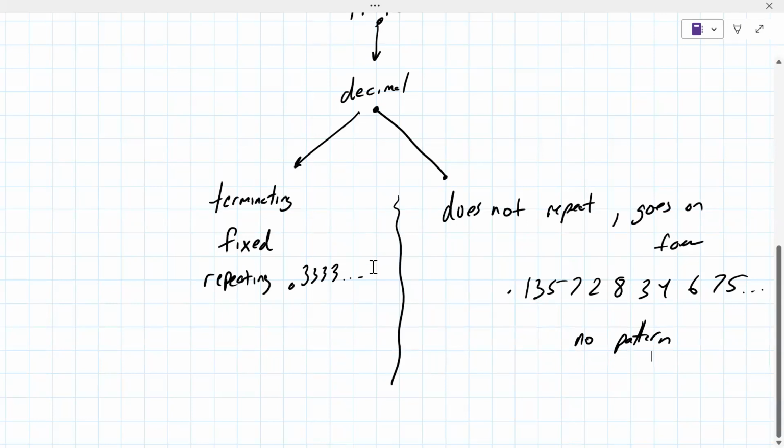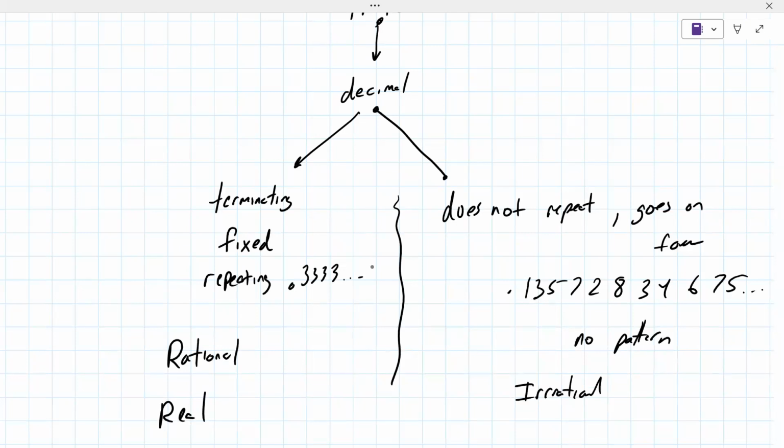Sometimes, yeah. Okay. So the ones on the left here are rational and real. The ones on the right here are irrational and real. And that kind of leads to the point that everything is real. All the numbers we're looking at are real, but some are rational, some are irrational. But there's a dividing line. There's no overlap between them.